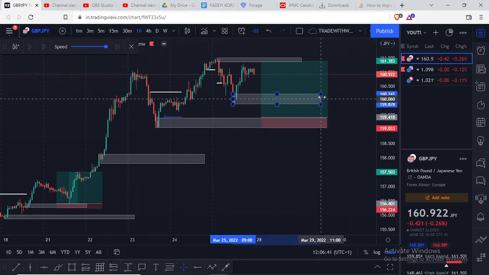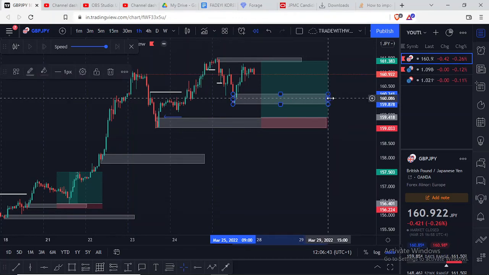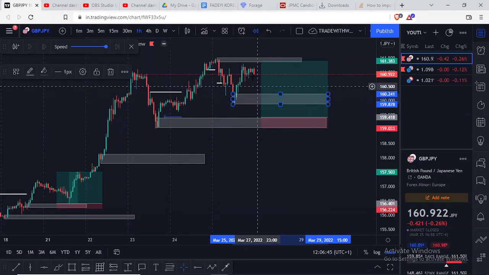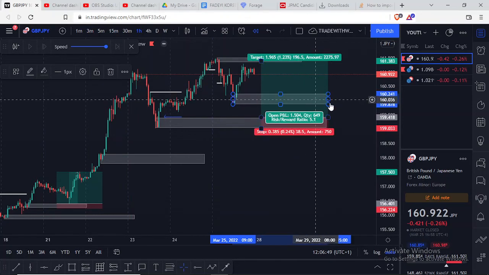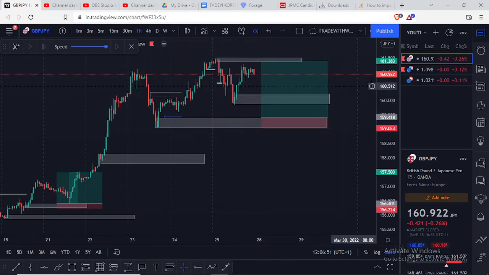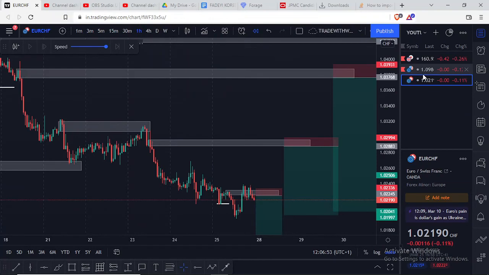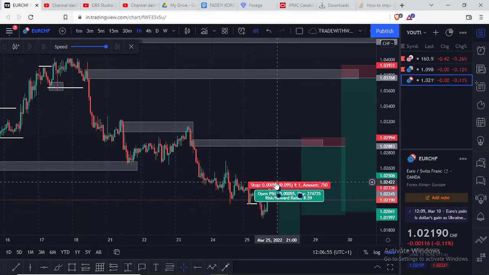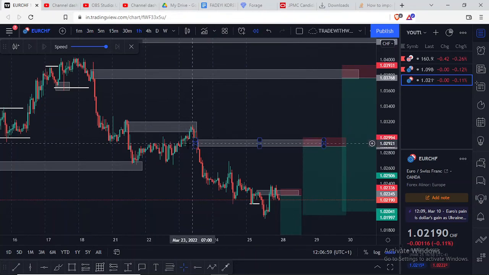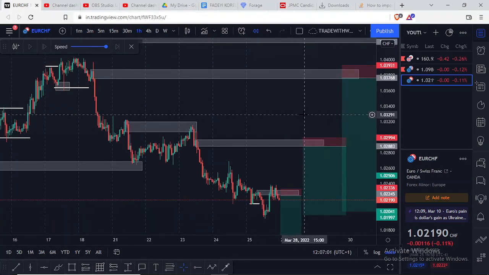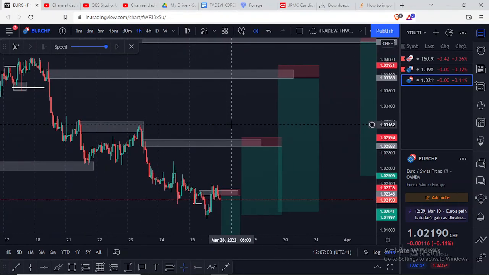If we get a break of structure, then this zone will be valid. But this zone is not valid because there's no break of structure. But once there's a break of structure above this zone here, then I'll consider this a valid demand zone. So Euro CHF, like I said, I'm still bearish until we break out this reasonable high here. Then we are bullish already. But without that, I'm very, very bearish.